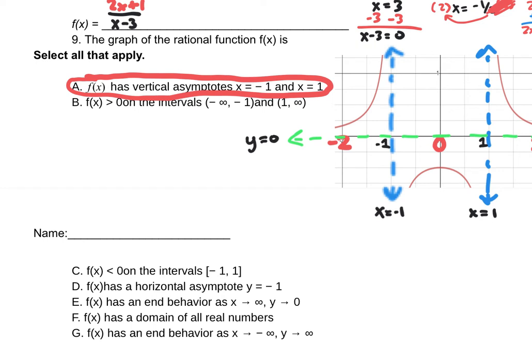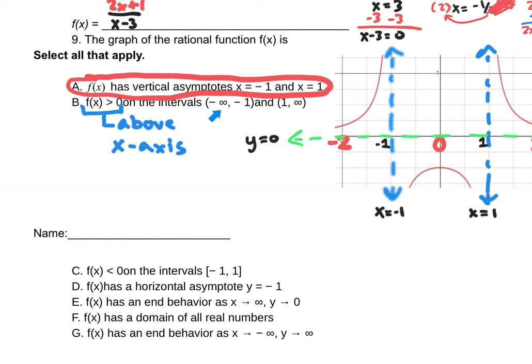Okay, next. f of x is greater than 0. I want you to write above the x-axis. Above x-axis. Because that's what greater than 0 means. It means positive, which is above the x-axis. That's the positive area. Now, let's look right here.